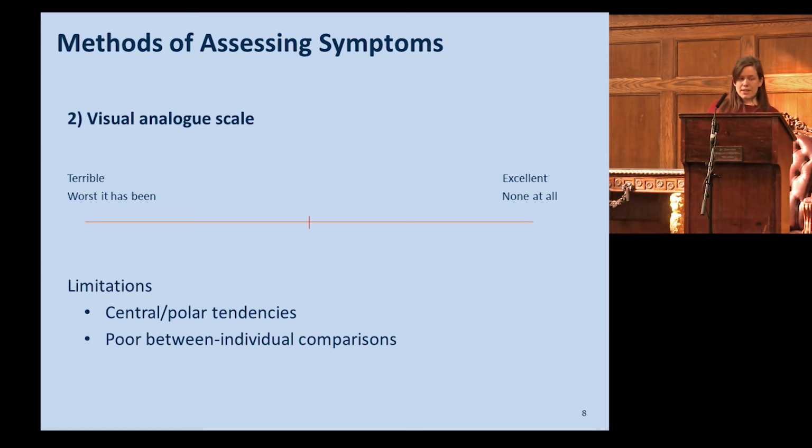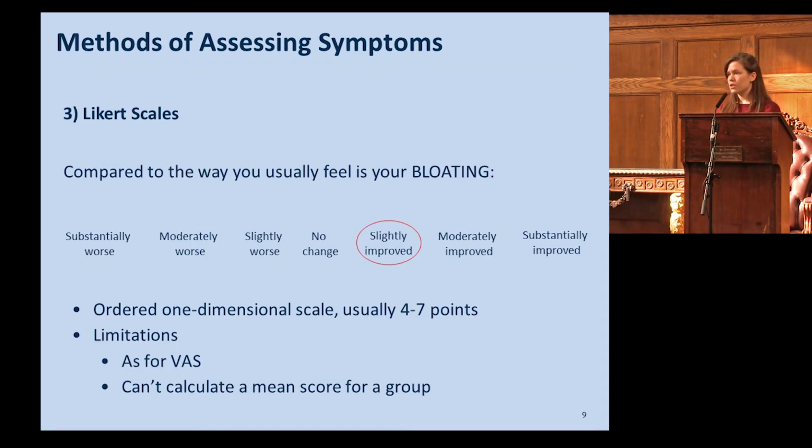Then we've got Likert scales, where there are a defined number of responses to a particular question. These are ordinal scales, usually 4 to 7 responses. They have the same limitations as visual analog scales, that some people have central or polar tendencies. And so some people have suggested that it might be better to give people an even number of responses so that they can't go for the middle option. But that's sort of up for debate, I suppose.